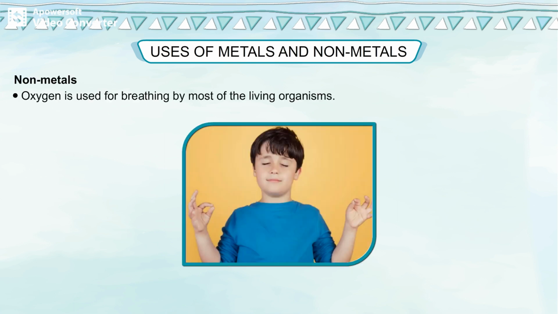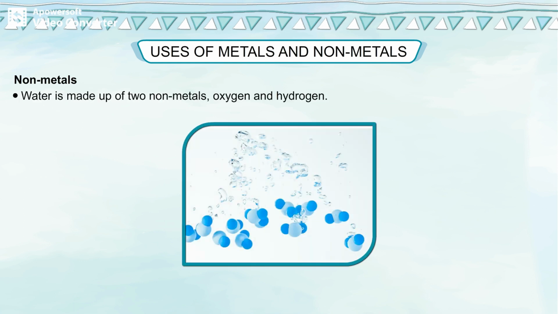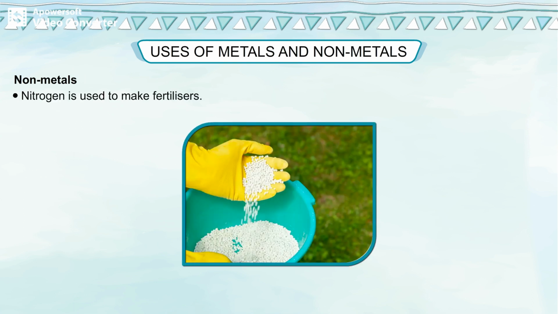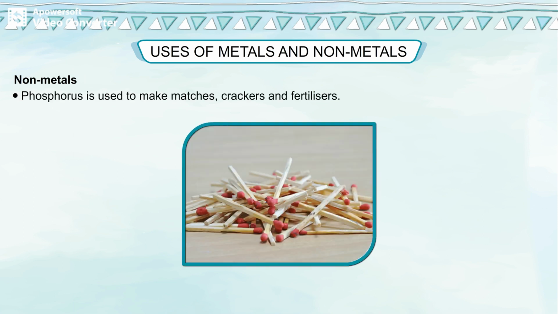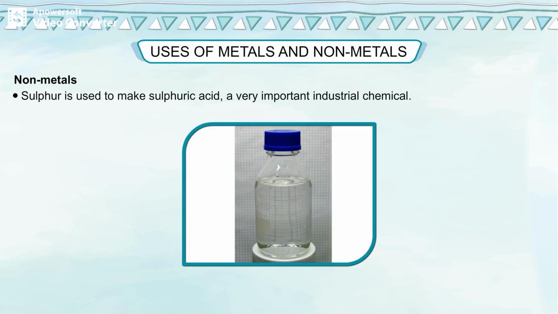Non-metals. Oxygen is used for breathing by most of the living organisms. Water is made up of two non-metals, oxygen and hydrogen. Nitrogen is used to make fertilizers. Phosphorus is used to make matches, crackers, and fertilizers. Sulfur is used to make sulfuric acid, a very important industrial chemical.